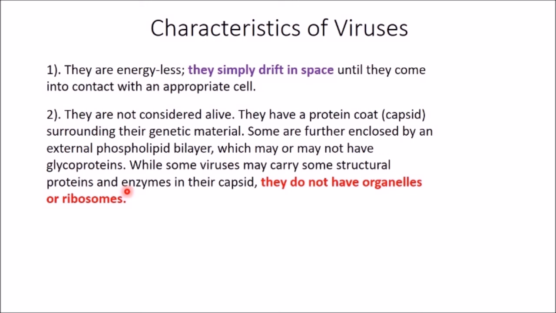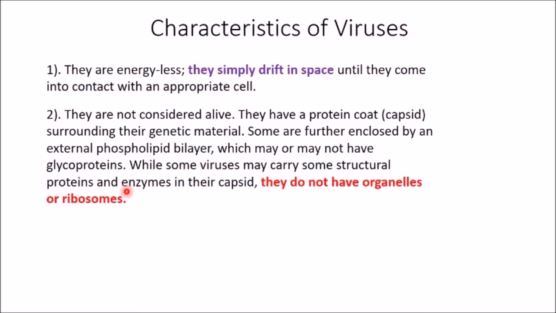Viruses have a protein coat surrounding their genetic material, and some are further enclosed by an external phospholipid bilayer, which may or may not have glycoproteins. While some viruses may carry some structural proteins and enzymes in their capsid, they do not have organelles or ribosomes. They require the use of the ribosomes from other organisms to survive and replicate their DNA.